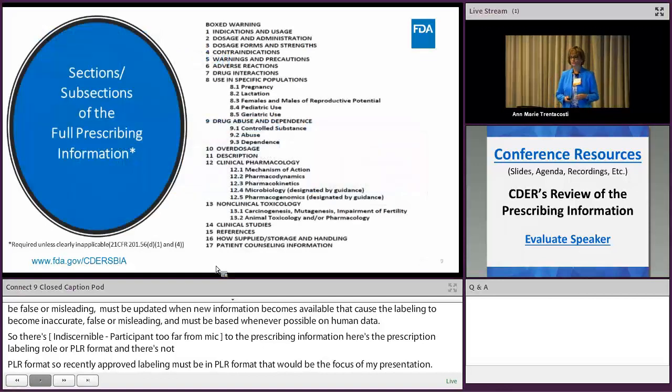CDER usually starts the review of the prescribing information with the full prescribing information because this section populates the other two, highlights and contents. On this slide, you can see all the required sections and subsections of the prescribing information. Additional subsections could be added, most commonly, for instance, warnings and precautions or drug interactions. However, we recommend when you add new subsections that information is presented in a clinically meaningful way and in an order of clinical importance. For instance, 5.1 would be more clinically important information than 5.11.